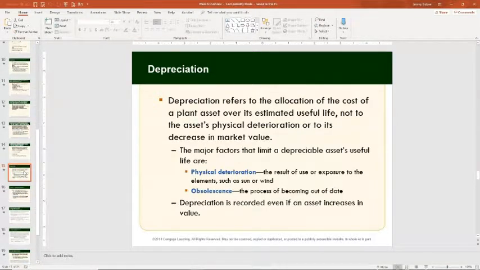Okay. So let's talk about depreciation for a minute. Depreciation is really like this bleeding out of the value of the asset over time. There's physical deterioration, there's obsolescence because of design or technology, and depreciation is recorded even if an asset increases in value. And the reason you want depreciation is you want to try to match the depreciation value for a particular time period with the revenue it's generating for that time period.